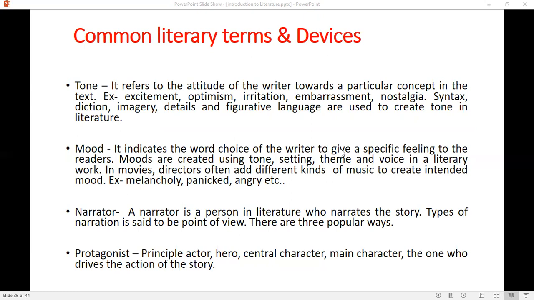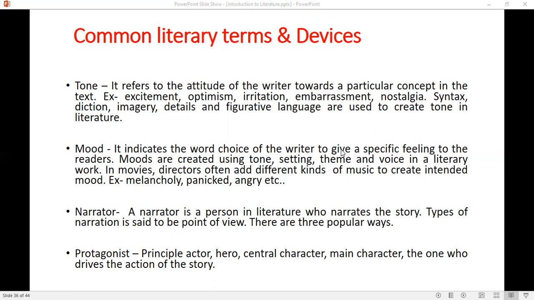Syntax, diction, imagery, details, and figurative language are used to create tone in literature. You can recall how the writer in the poem that we read earlier uses tone, uses diction to express his attitude.